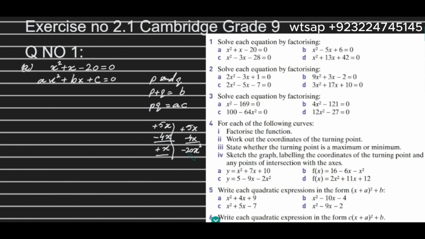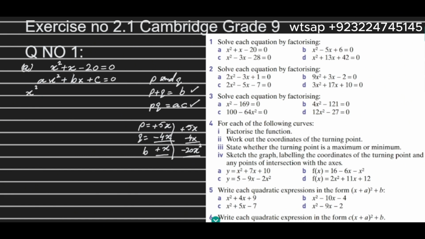We see both conditions: p plus q equals b. Here 5x is p and minus 4x is q. When we add p plus q, it should be b. When we add plus 5x minus 4x, the answer is x, which is equal to b. And when we multiply pq, plus 5x times minus 4x, we get minus 20x square. The second condition is also satisfied. So we use plus 5x and minus 4x in place of plus 1x.